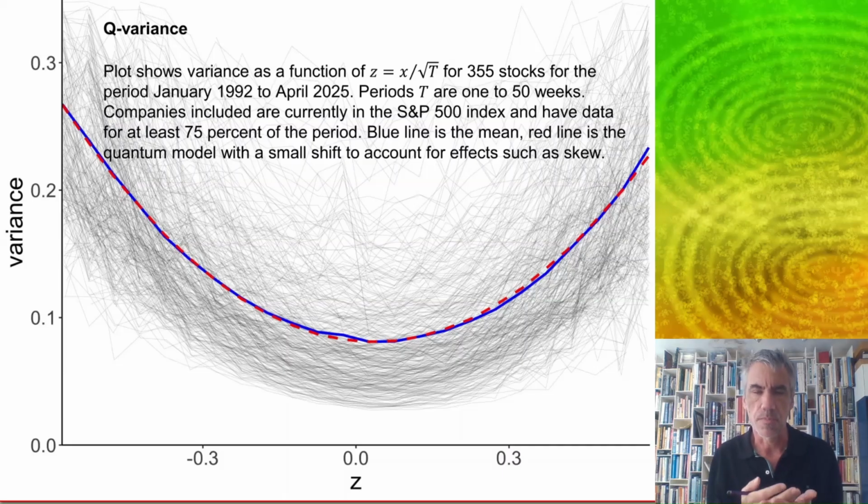And we looked at periods. We're compiling all of this data over periods of 1 to 50 weeks, where we compute the volatility over each period. We bin it to get these thin black lines here, which are kind of noisy, but then when we take the mean of all of these stocks, we get the blue line, which follows this nearly perfect parabolic shape. And the red line is the quantum model with a very small horizontal shift to account for effects such as skew. But basically, the quantum model is in excellent agreement with the mean of all of these lines.